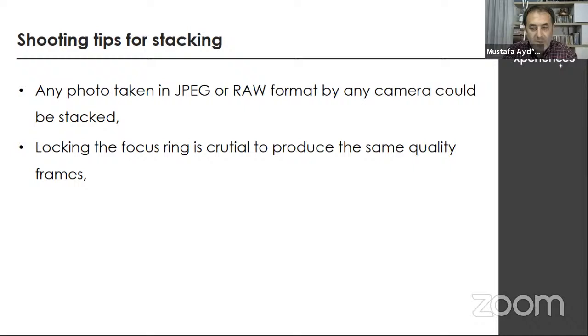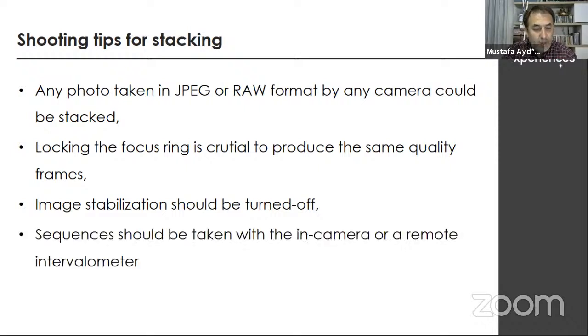Or if you can't, you can just tape it so that your lens and your focus won't change. And you don't need image stabilization. It should be turned off because you will be shooting your subframes on a tripod and you will not be touching it, or nothing will be moving. That's why you don't need the image stabilization.